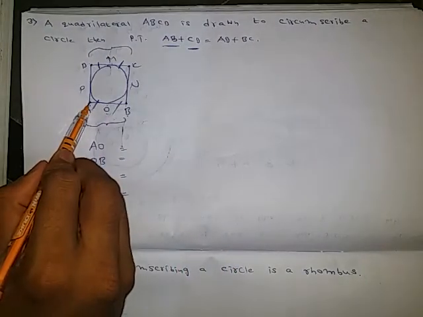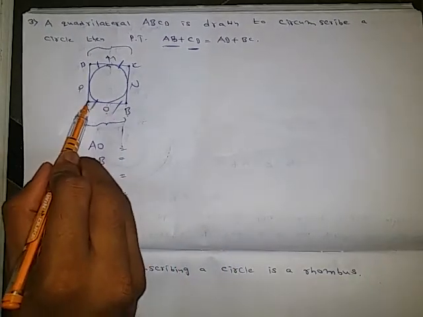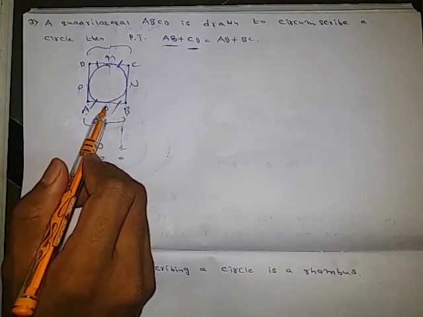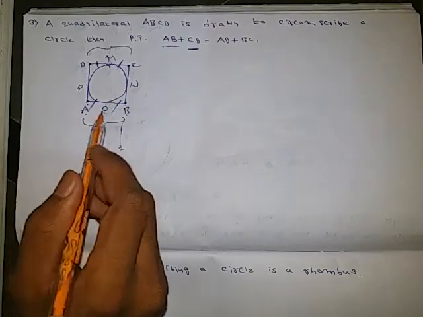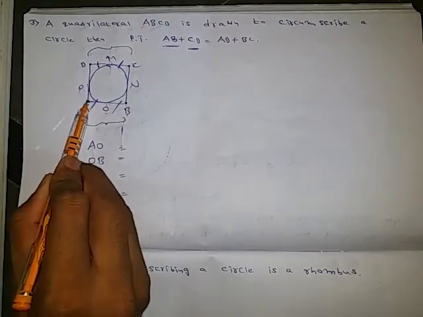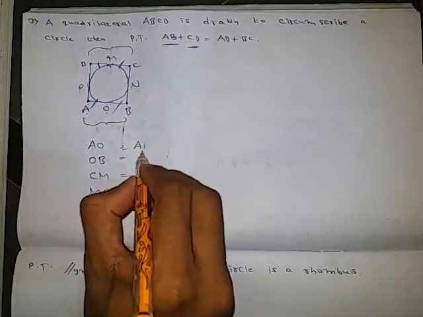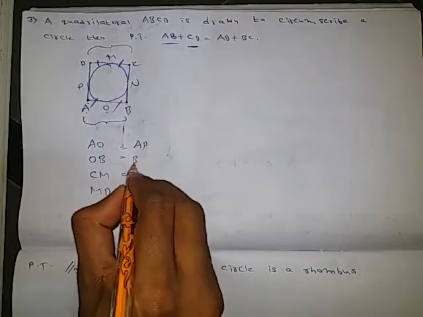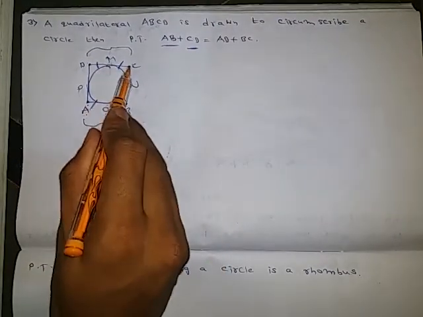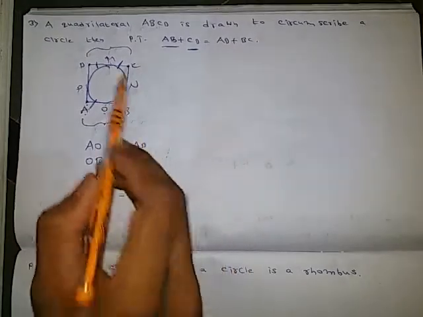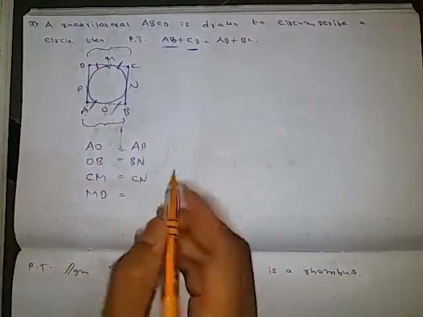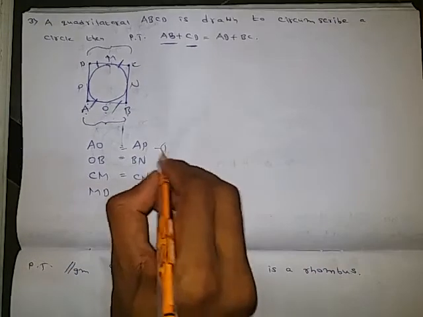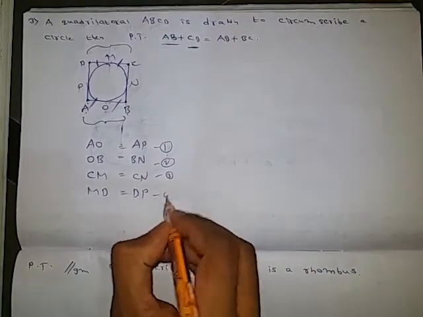This is point A. Already we know this AO is one tangent and AP is one tangent. So already we know both the tangents from an external point of a circle are equal to each other. So it means AO is exactly equal to AP. Next OB. OB is equal to BN. Next CM. CM is equal to CN. Next MD is equal to DP. Now we got 4 equations. Let us add all these 4 equations.